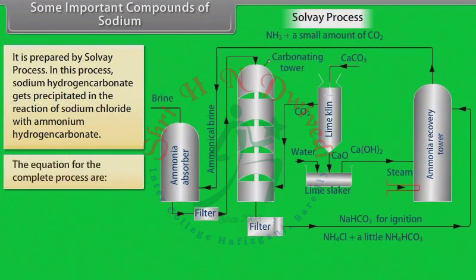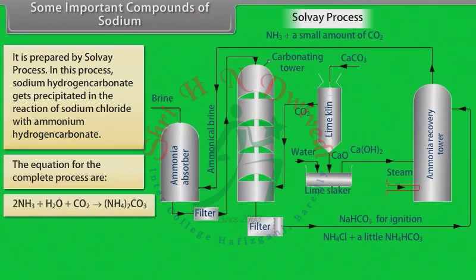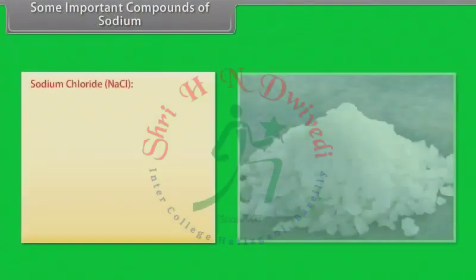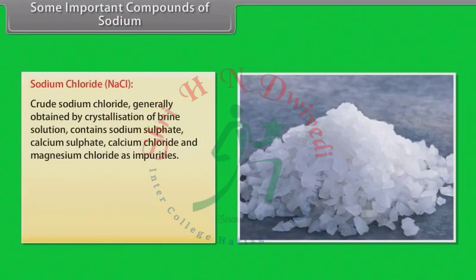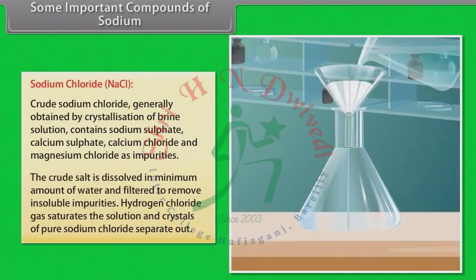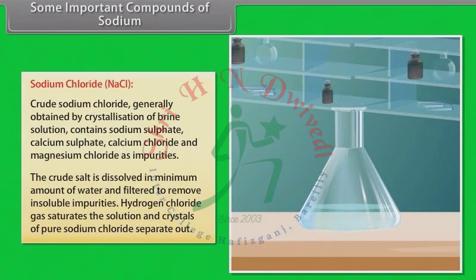The equations for the complete process are given. Sodium chloride. Crude sodium chloride, generally obtained by crystallization of brine solution, contains sodium sulfate, calcium sulfate, calcium chloride, and magnesium chloride as impurities. The crude salt is dissolved in minimum amount of water and filtered to remove insoluble impurities. Hydrogen chloride gas saturates the solution and crystals of pure sodium chloride separate out.